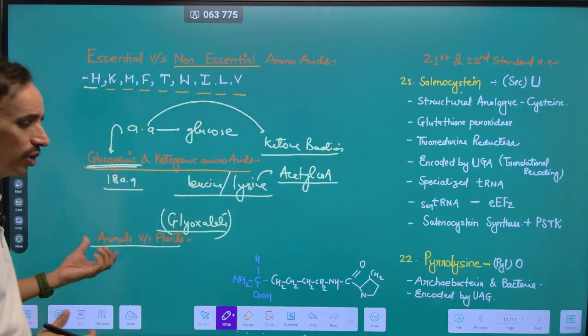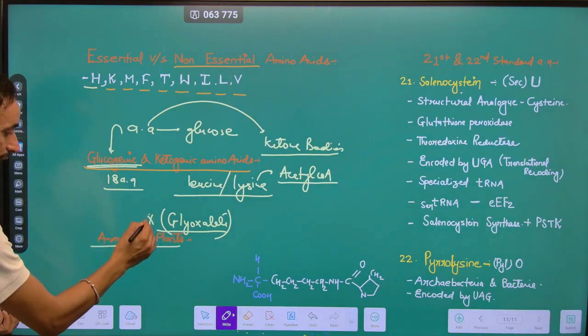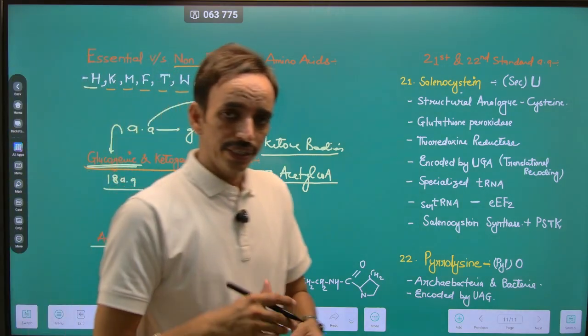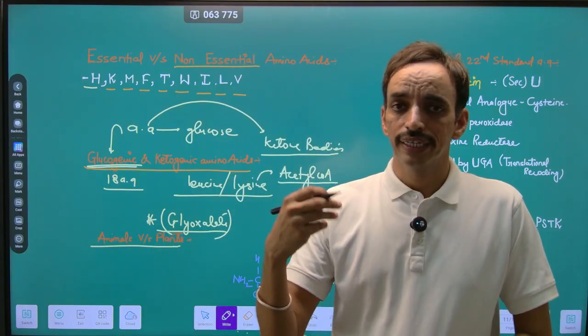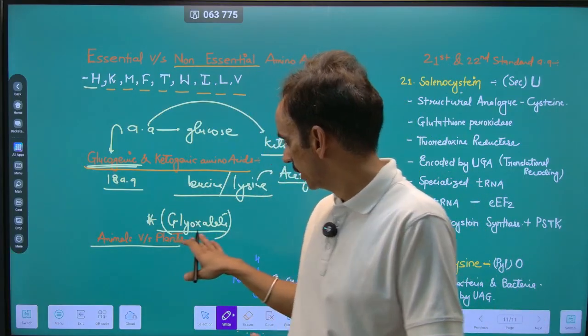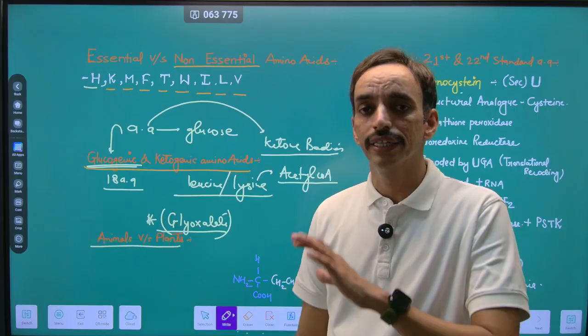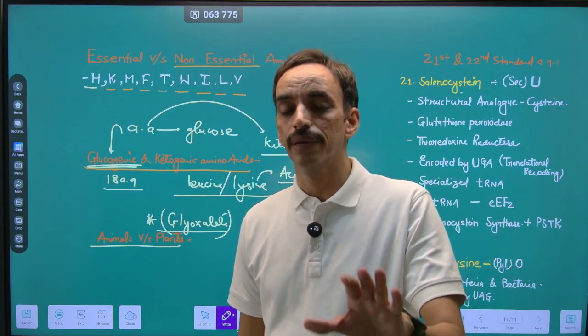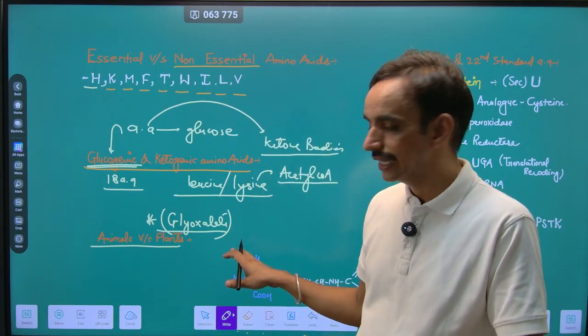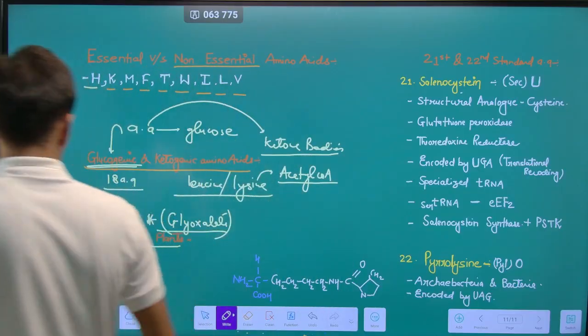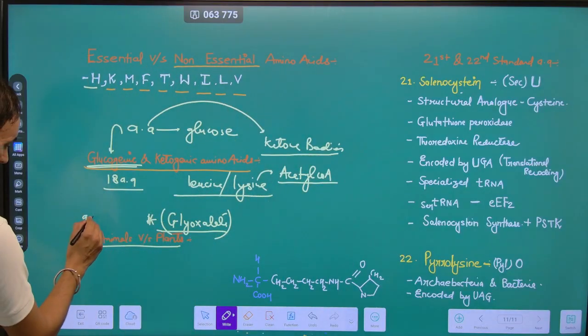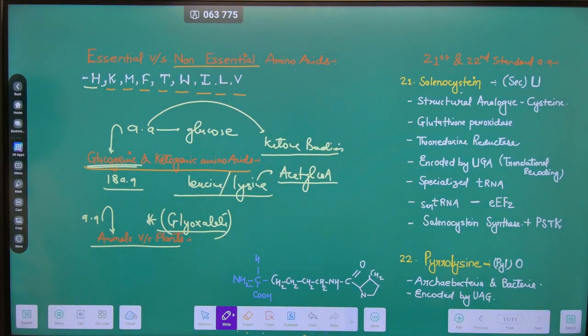While in case of animals, there is no glyoxylate cycle. There is a special type of peroxisome which is called the glyoxysome, in which there is a glyoxylate cycle in case of plants, while animals do not have this particular type of structure. So there is a lack of this glyoxylate cycle. That's why the amino acids are the source of energy in case of animals.